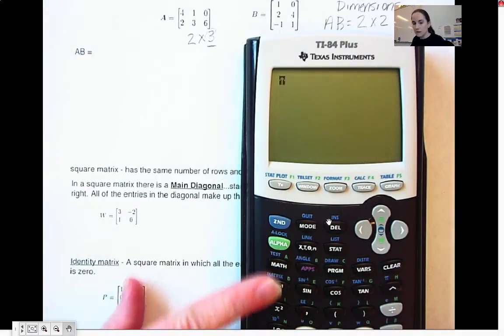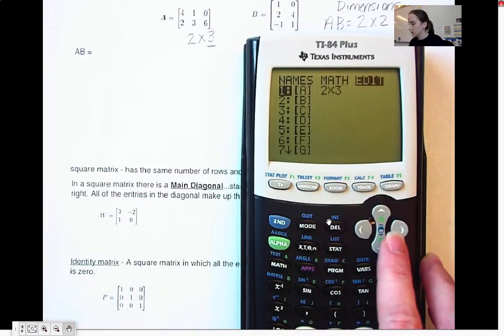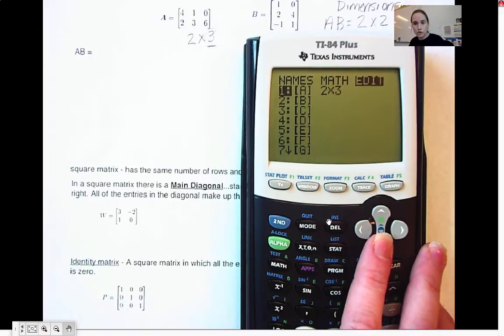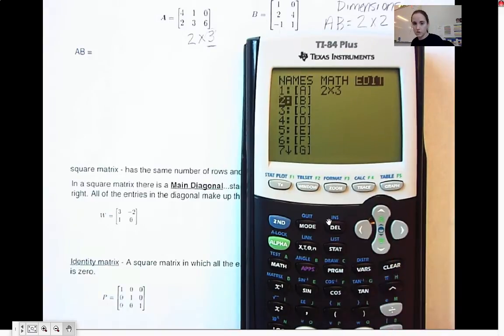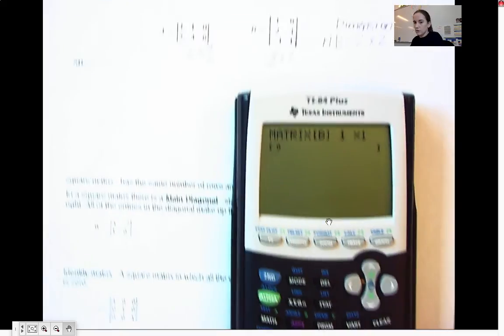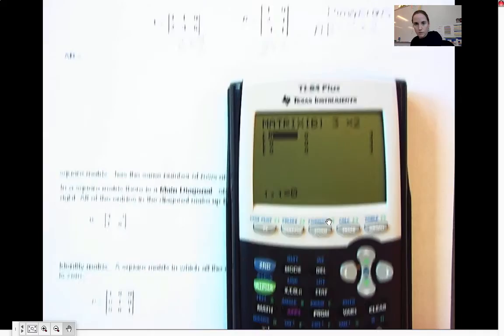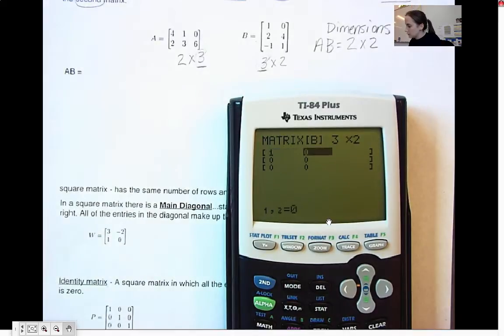Now we need to put in matrix B. Again, second and then the matrix button. Go over to edit and go down to B. Make sure that you don't do A again or else you're going to change it and lose A. In matrix B, this is a 3 by 2, so we need to go 3 by 2. Then put in that information: 1, 0, 2, 4, -1, 1. And again, quit the screen.